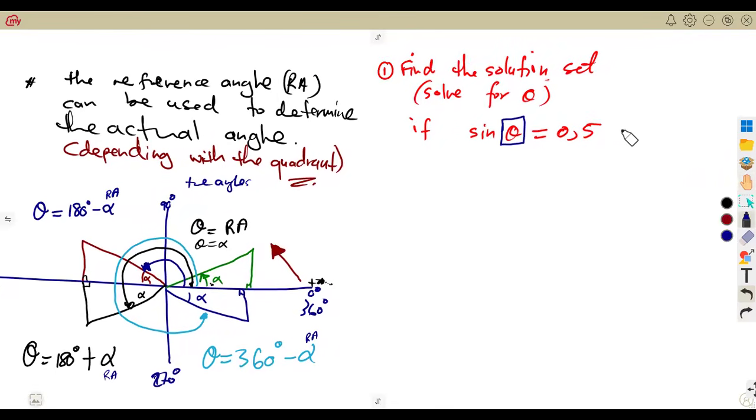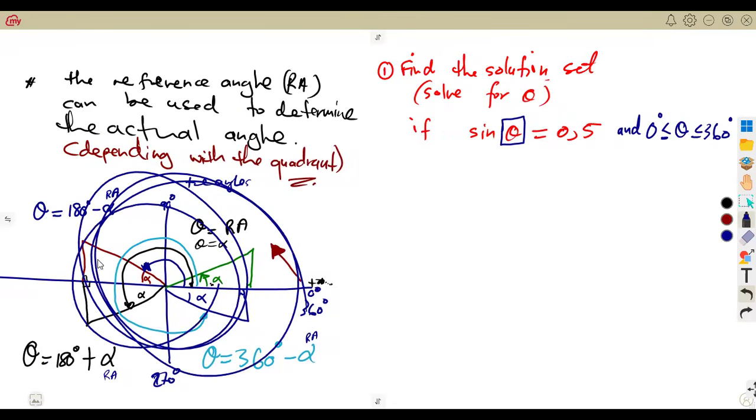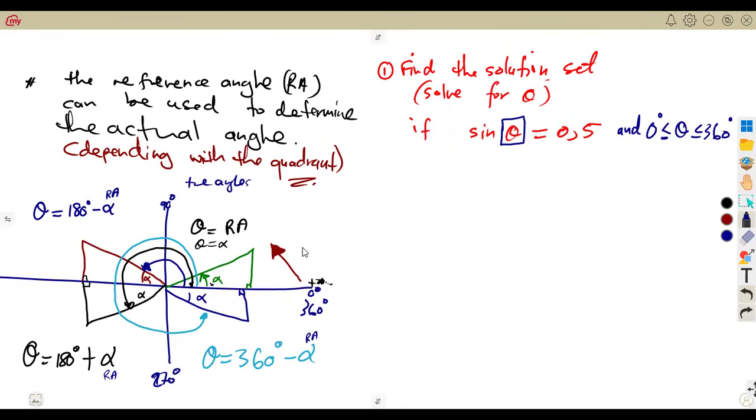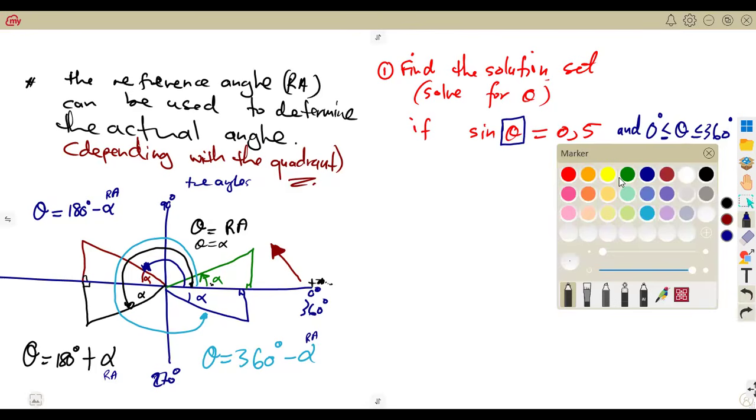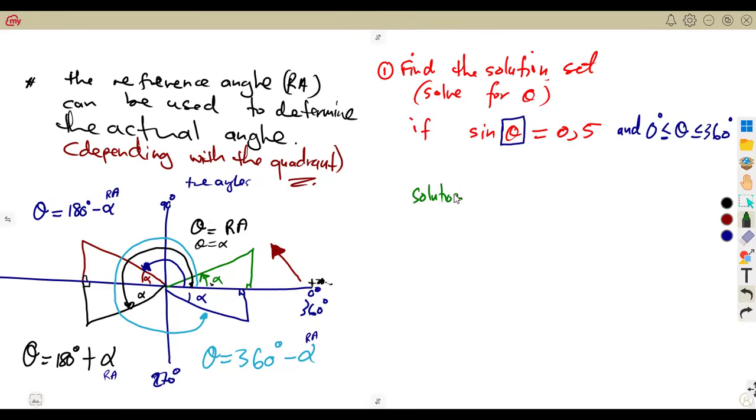And theta must be greater than or equal to 0 degrees and less than or equal to 360 degrees, meaning we can take any answer as long as it is within 0 to 360 degrees. So how do I find the solution? This is what we're going to do. The first thing is to determine the reference angle as usual.